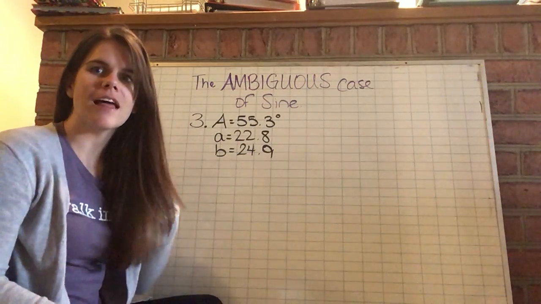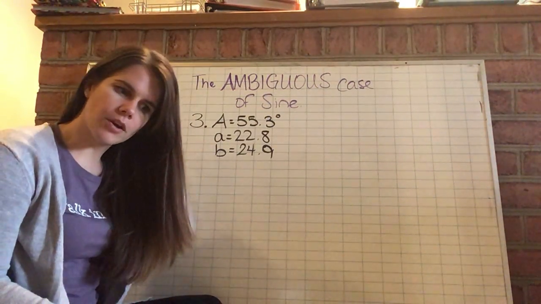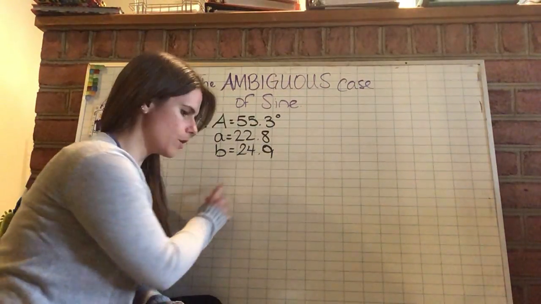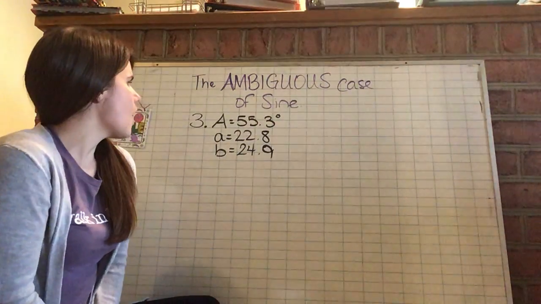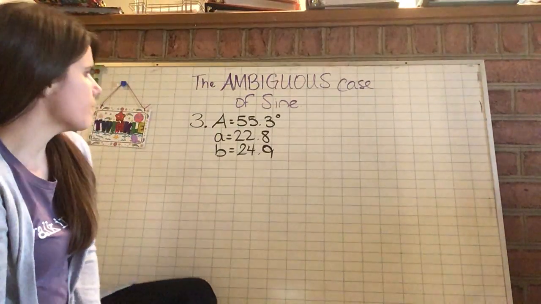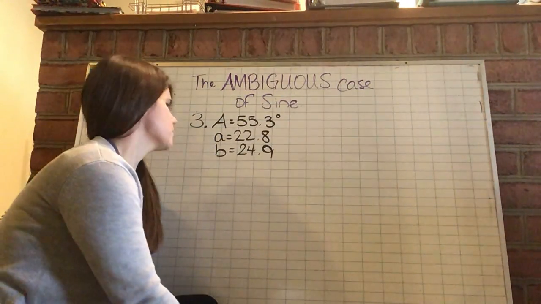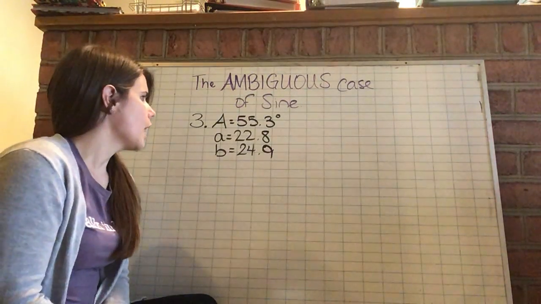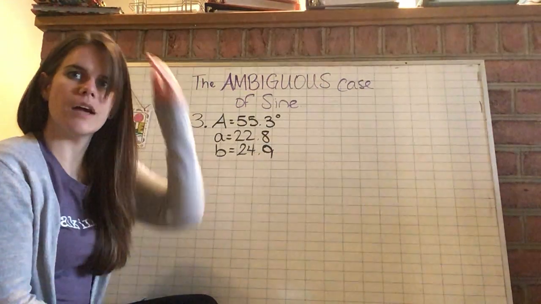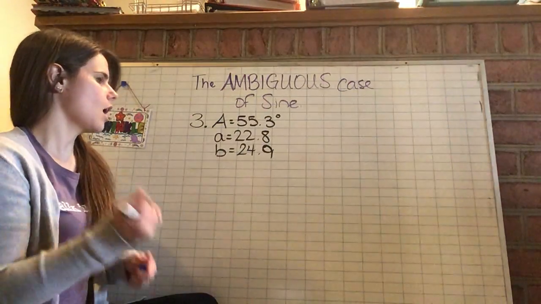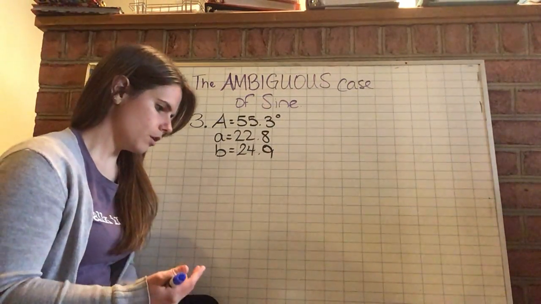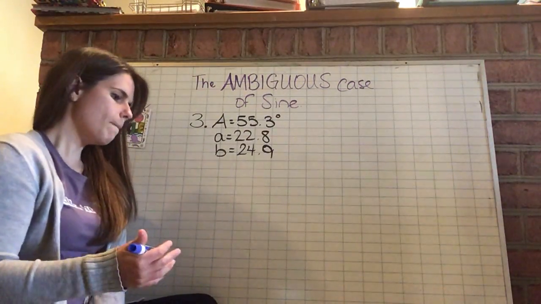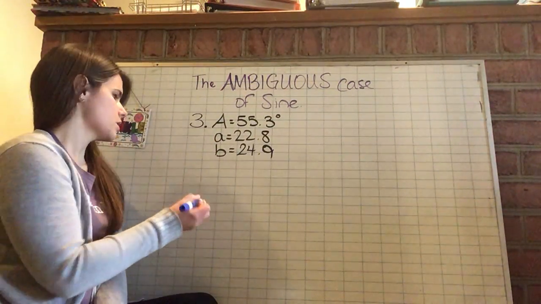Okay, so let's do the last problem here. I have it written on the board. We've got angle A is 55.3, side A is 22.8, side B is 24.9. Again, one angle, two sides. We know there's a possibility, and like I said, I'll give you a little bit more guidance on that in a minute and making a decision. But we're going to set this up like normal.